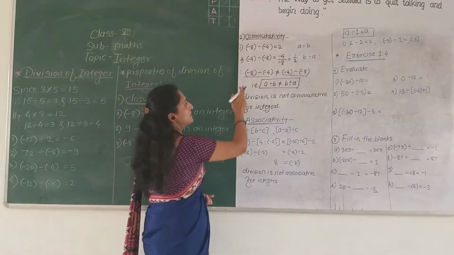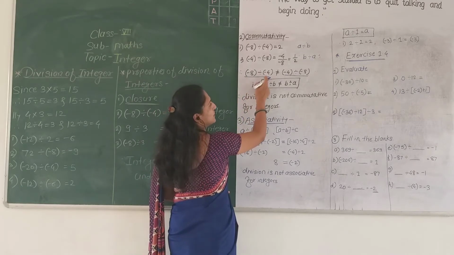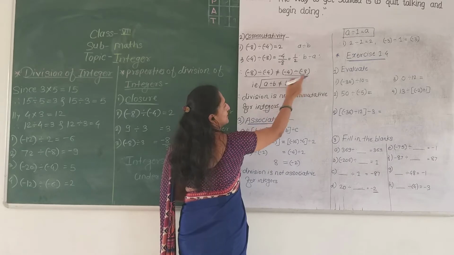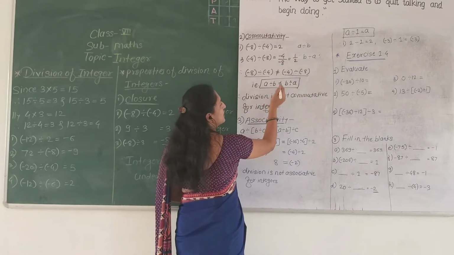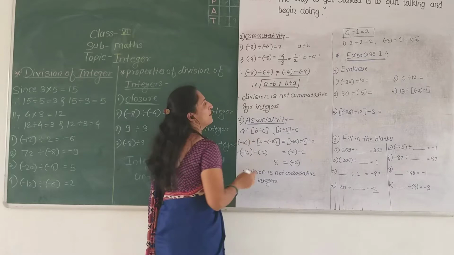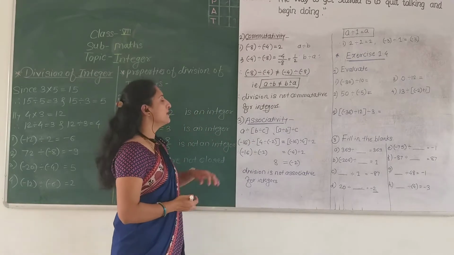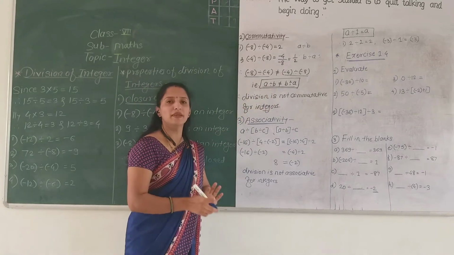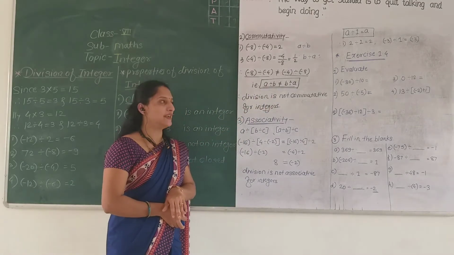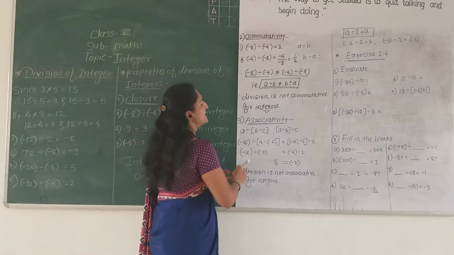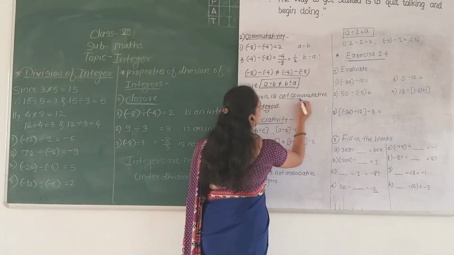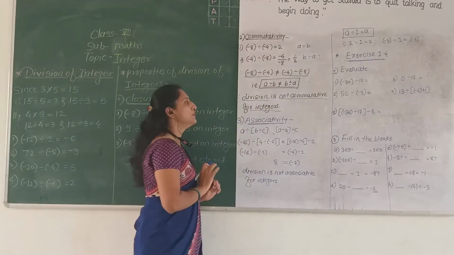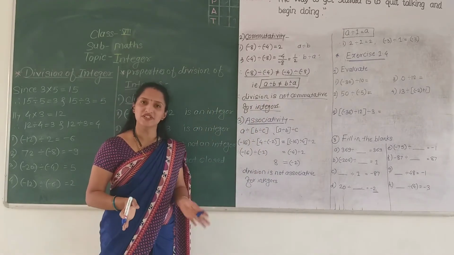No. So that means negative 8 divided by negative 4 is not equal to negative 4 divided by negative 8. That means a divided by b is not equal to b divided by a. Every time we do not get the same answer. Division is not commutative for integers.